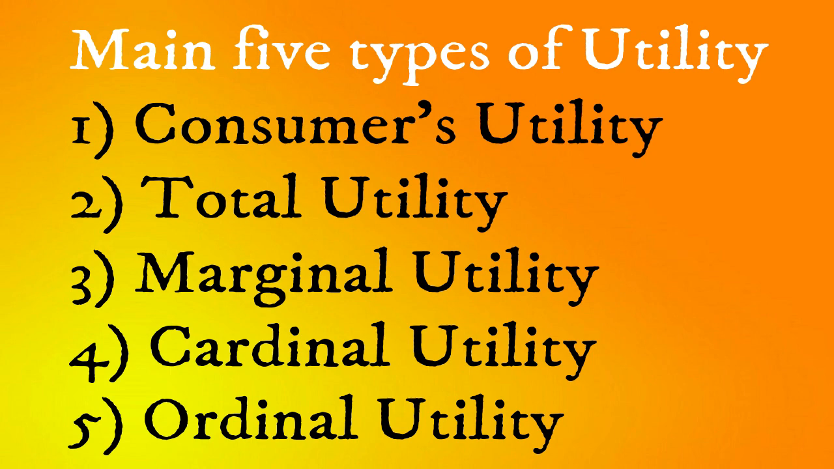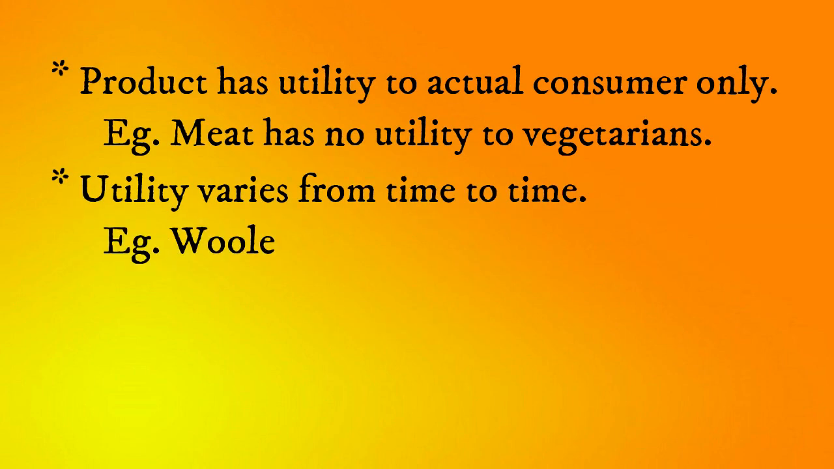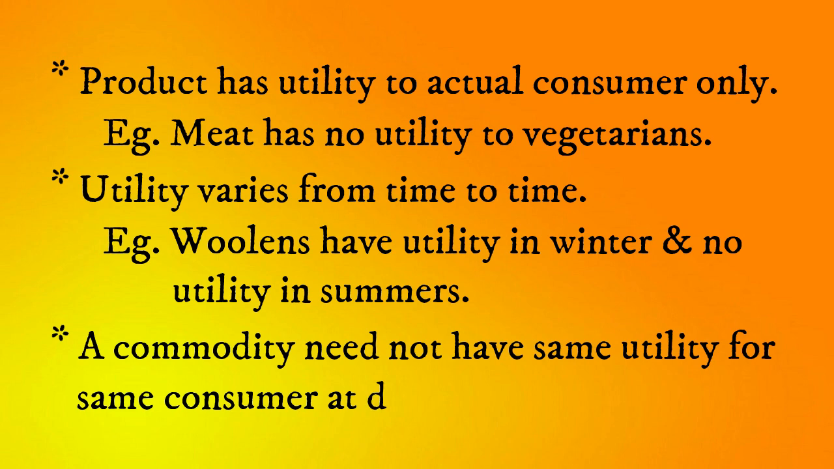5. Ordinal utility. Consumer's utility is a subjective concept which depends totally on the consumer who consumes it, because a product has utility to the actual consumer only. Example: meat has no utility to vegetarians. Utility varies from time to time. Example: woolens have utility in winter and no utility in summer. A commodity need not have the same utility for the same consumer at different times.